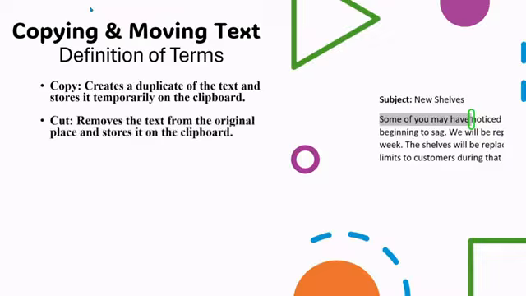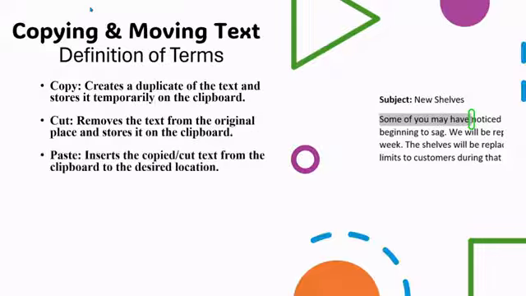Here's another one, cut. Again, I'm sure at some point in your life, you would have cut a text from somewhere and put it somewhere else. Cutting text is where you remove the text from the original place and you store it on the clipboard. Looking at these two definitions, you can realize that they are different. Copy creates a duplicate. Cut basically removes the text from the original place.